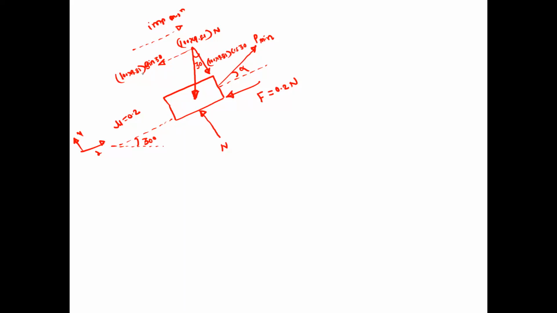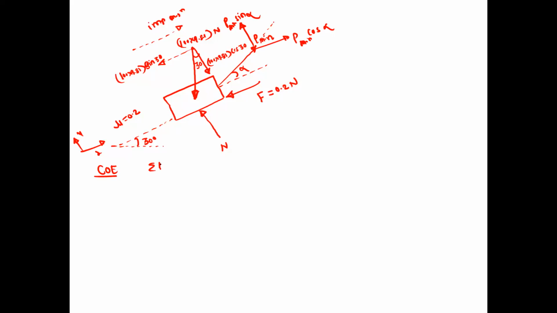Okay, so this is how you can resolve the force: 100 into 9.81 sin 30 and 100 into 9.81 cos 30. Similarly, resolve the P minimum force. The angle is alpha, so resolve this along the x and y axes. So this is P minimum into cos alpha, and this component will be P minimum into sin alpha.